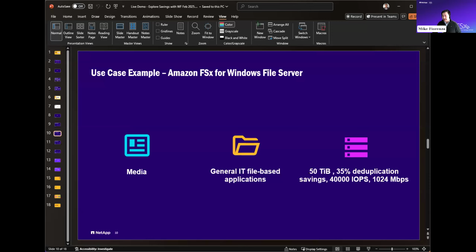And in this case, what we're talking about is a media company who had more of a generalized approach to their file services. They had NFS, they had SMB. It was very general user-driven types of data, some file-based applications, but nothing very high in demand for the throughput and IOPS. So when we look at that, the parameters that we're going to enter in, it was a 50 terabyte volume. They had a 35% dedupe rate for their data, and they had provisioned IOPS and an amount of throughput of about a gig.